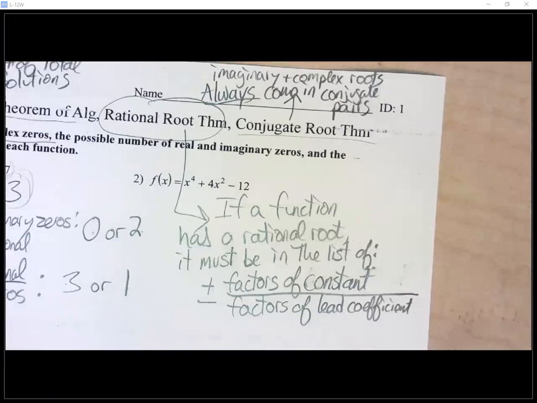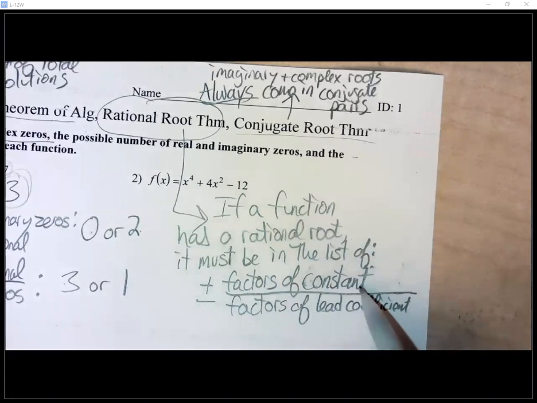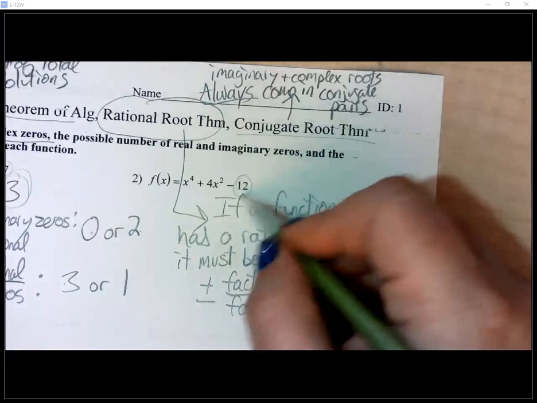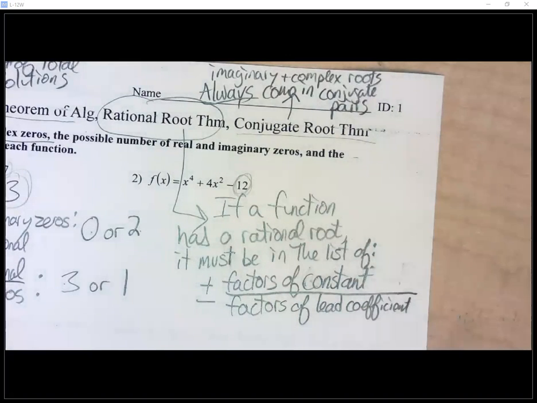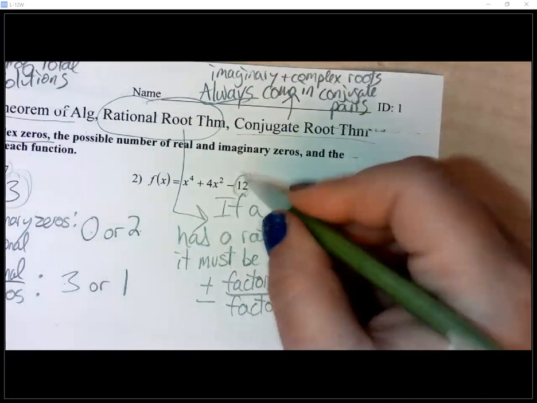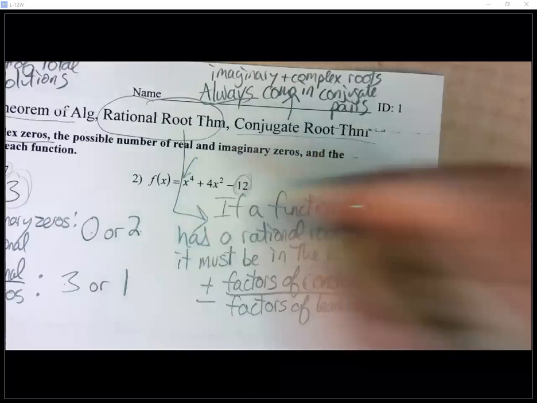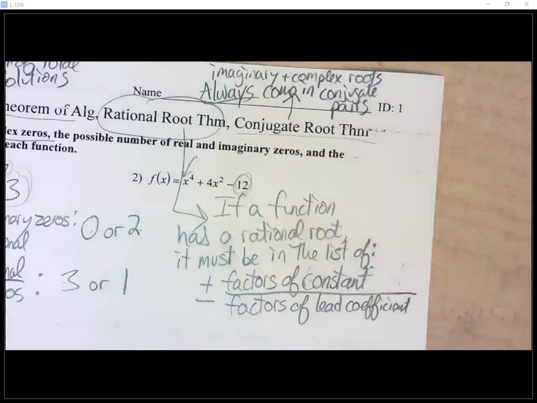You're going to take the factors of your constant. So the number on the very end, right? I'm just going to use number 2 as an example. In this case, that would be 12. I take factors of that constant. So factors 1, 2, 3, 4, 6, and 12 would be factors of 12. I take all of those factors of this number and I divide it by all the factors of my lead coefficient, which in this case is just 1. That doesn't look that fancy, but I take positive and negative of all of them. That gets me my complete list. If I'm going to have a rational solution, it's in that list.